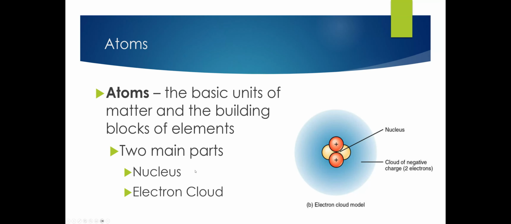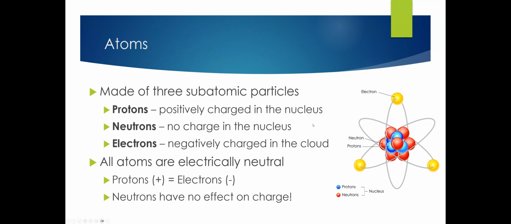Now we can look at the atom in terms of two main parts. We have the nucleus, which is in the center here, and then we have the electron cloud, which is the energy levels that hold the electrons around the nucleus. We can also break the atom up into three subatomic particles: protons, neutrons, and electrons. The protons and the neutrons make up the nucleus of the atom. Protons are positive, and they're in the nucleus. Neutrons are neutral, and they are in the nucleus. So these two make up the nucleus of the atom.